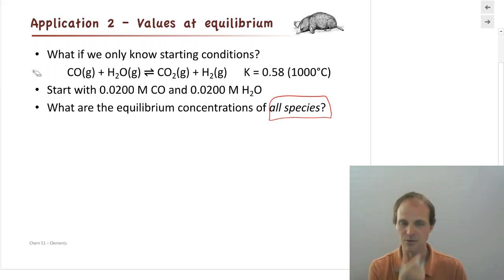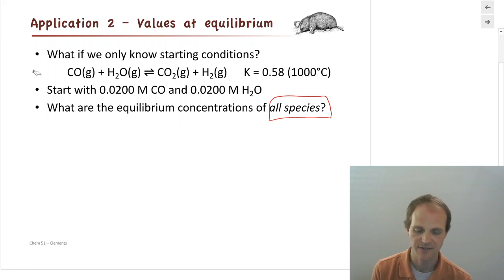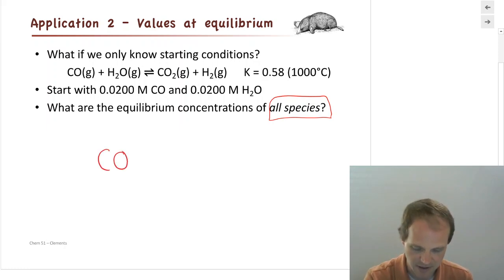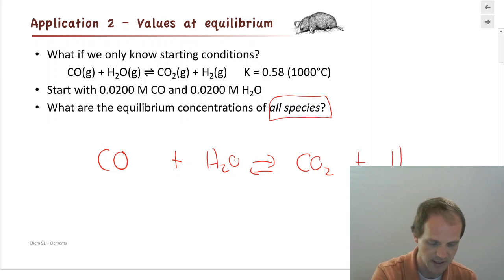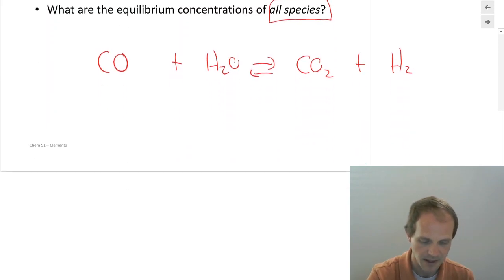So how are we going to do that? That seems a little bit interesting, because we don't know how much it's going to make. But we did have that review in the last video of our stoichiometry. So let's see if we can use some of that stoichiometry and figure out what's going on. So I'm going to write this reaction down here. I'm going to write CO plus H2O goes to CO2 plus H2. I'm going to think about it.